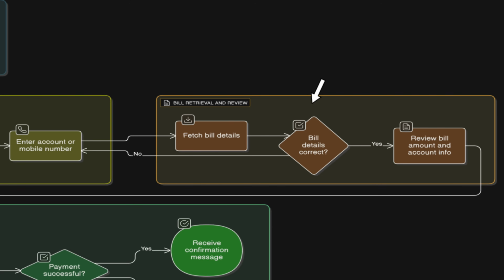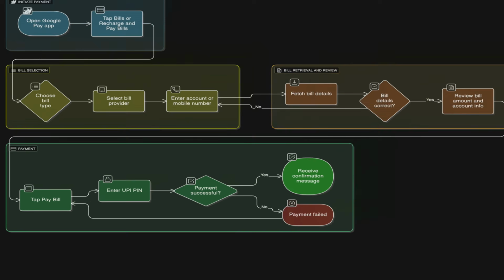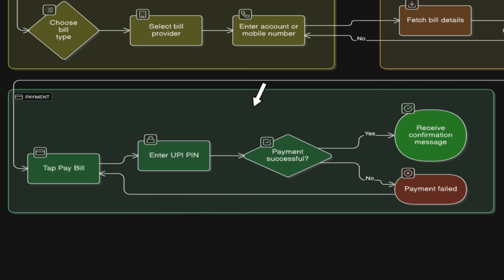Then the third step is bill retrieval and review. Google Pay will automatically fetch your bill details from the provider. Review the bill amount and account information carefully. The fourth step is payment. Tap on pay bill and enter your UPI PIN to confirm the payment. Once the payment is done, you will receive a confirmation message both in Google Pay and from your bank.